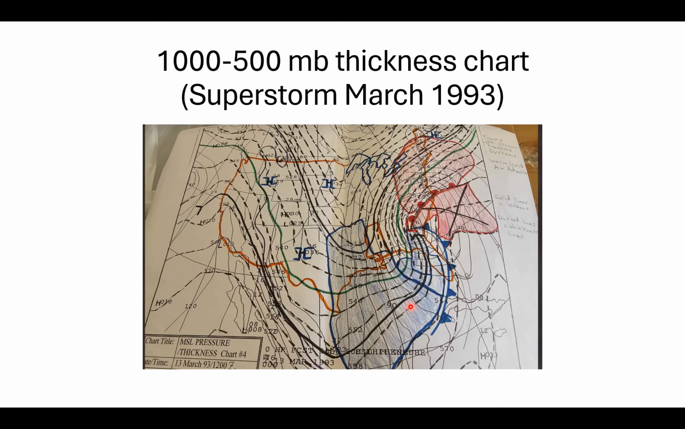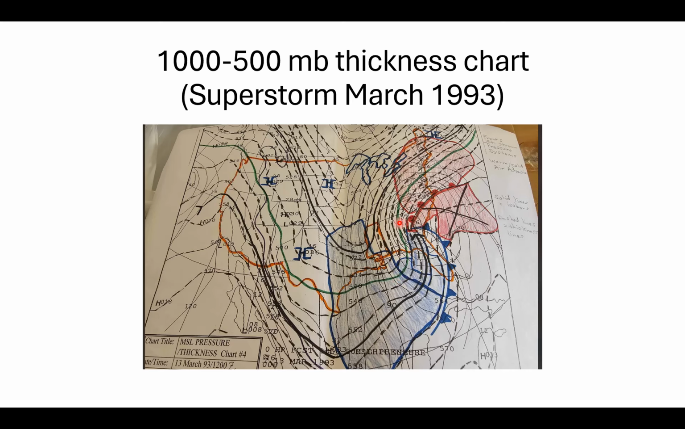So on a thickness chart, we really are analyzing these thickness lines, these thickness values, and we're trying to determine whether warm or cold air is moving into our area. We also have surface high pressure and surface low pressure. The red L is surface low pressure, the blue H is surface high pressure. This green line, the one I drew specially here in green, is the 540 decameter line.